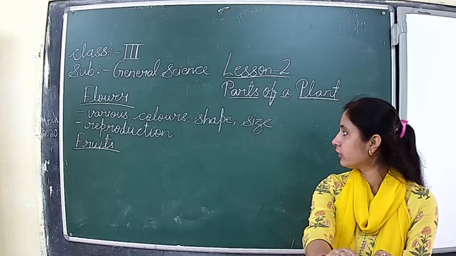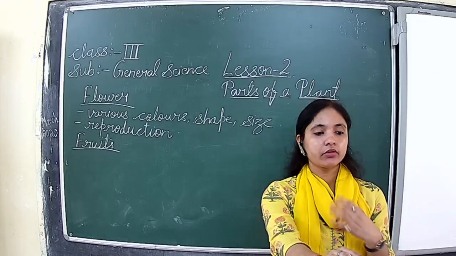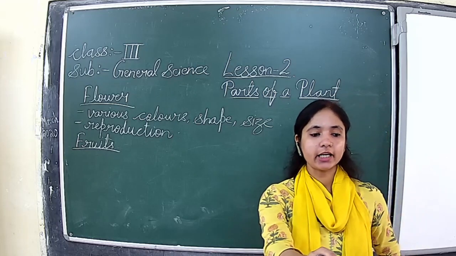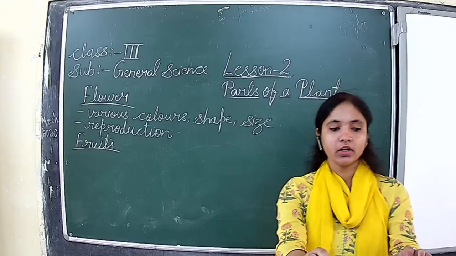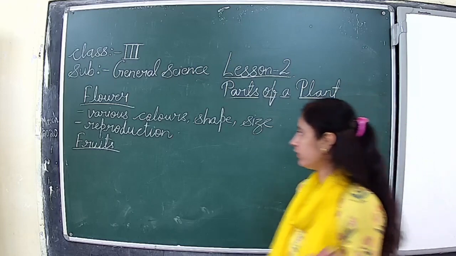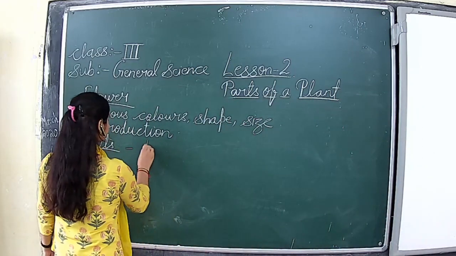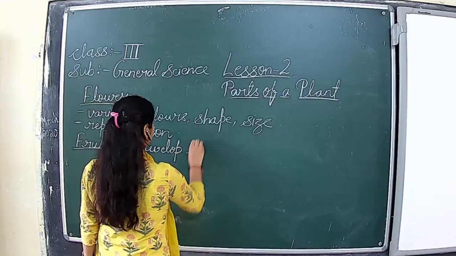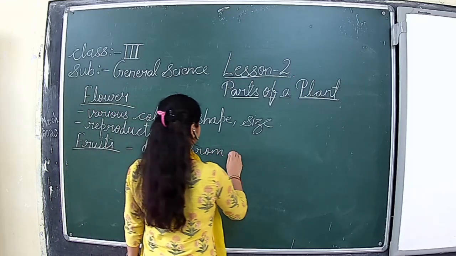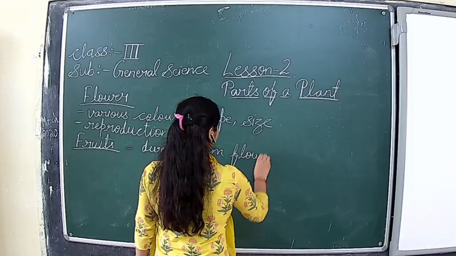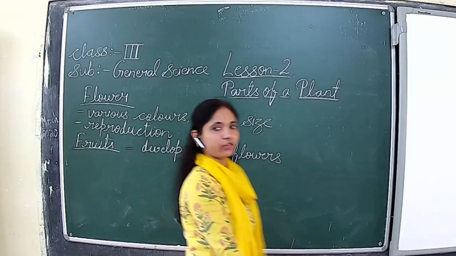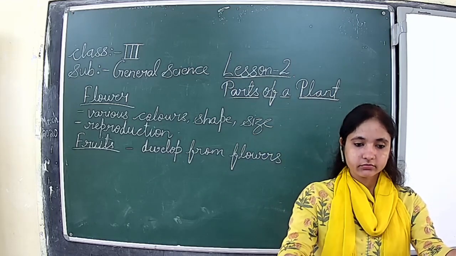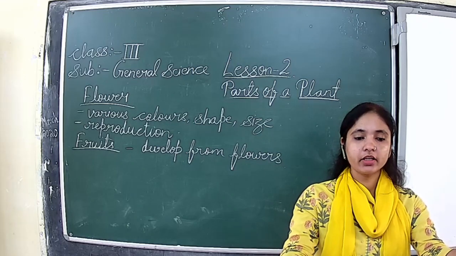So here, we'll discuss the fruit. Fruit develops from the flower only. A variety of fruits are edible. Fruit has seeds inside them. So this is the function of the fruit: it develops from flowers. And fruit has seeds inside them.